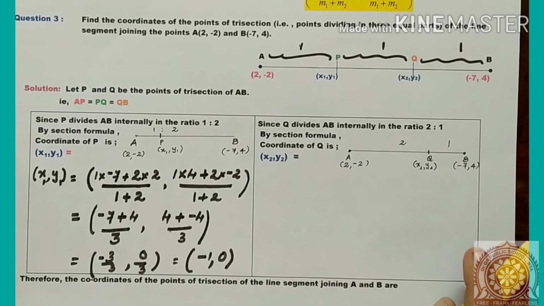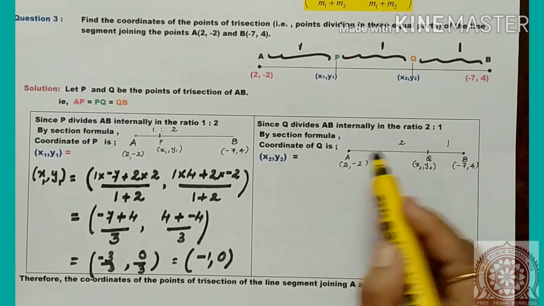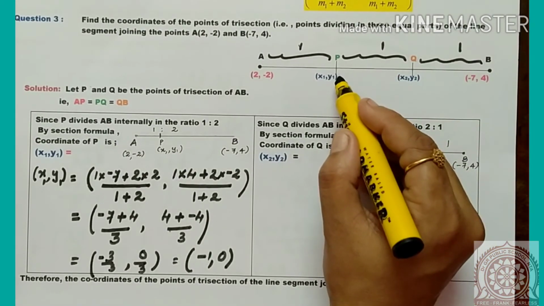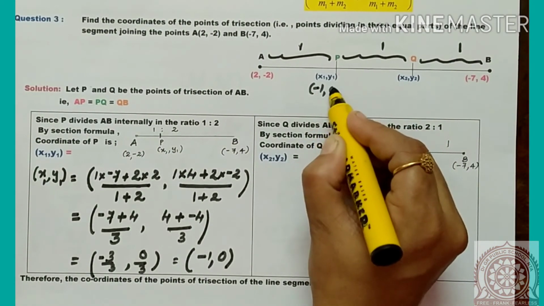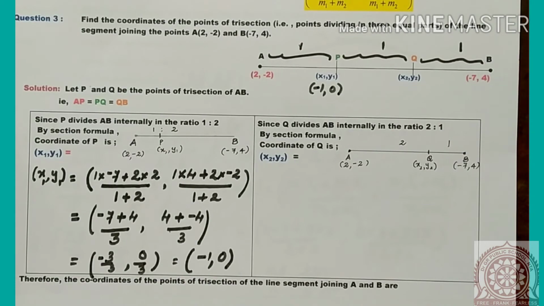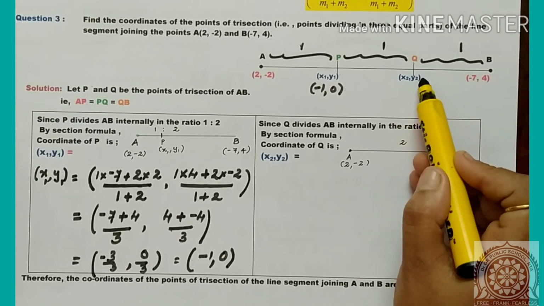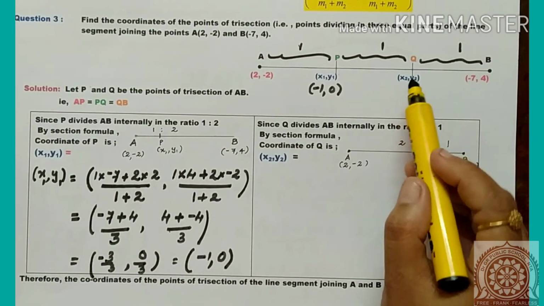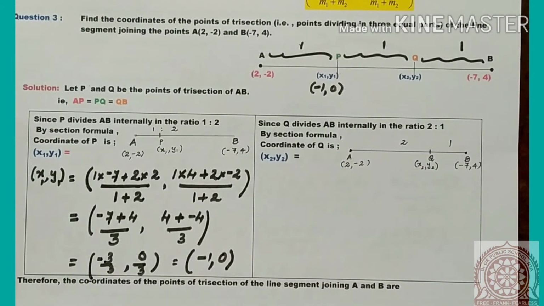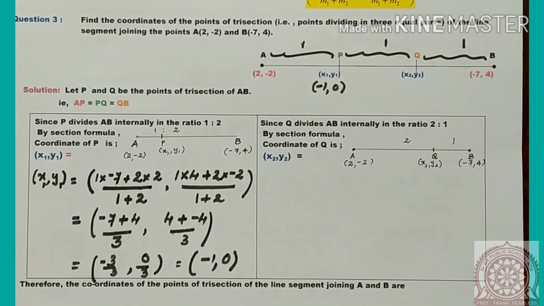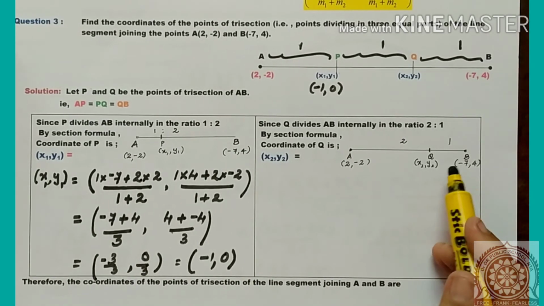Okay. Now, come to the second part. I found the value as minus 1, 0. Now, I want to find the coordinate of the point Q. As it is trisecting, we need to find both the coordinates. Now, I am going to find the coordinate of the point Q. Listen to the point Q.